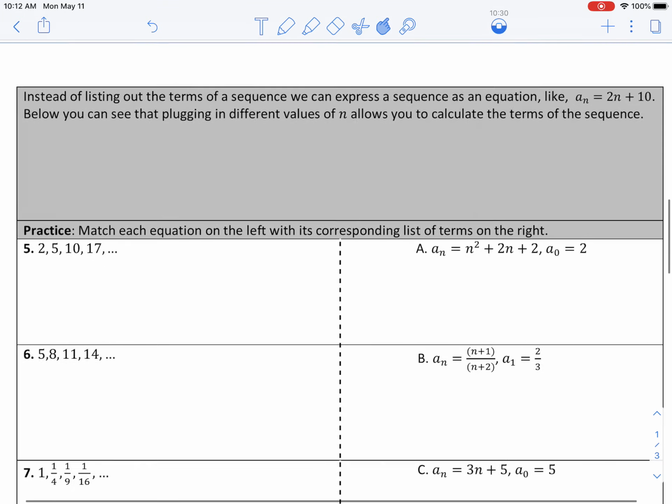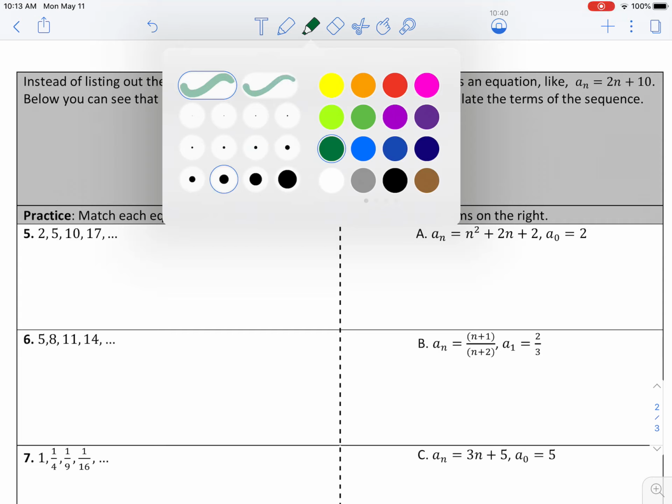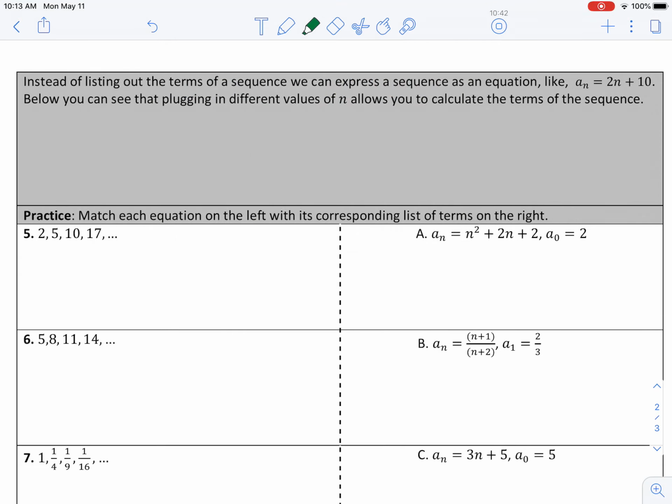This next little piece of your note says that instead of listing out the terms of a sequence, we can actually express a sequence as an equation. So for example, we can express a sequence like this: a sub n equals 2n plus 10, okay? If I were to take that sequence, I could plug in different values of n to generate all the terms of my sequence, okay?